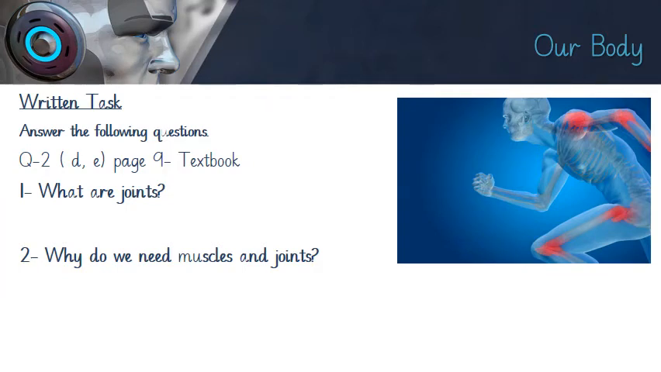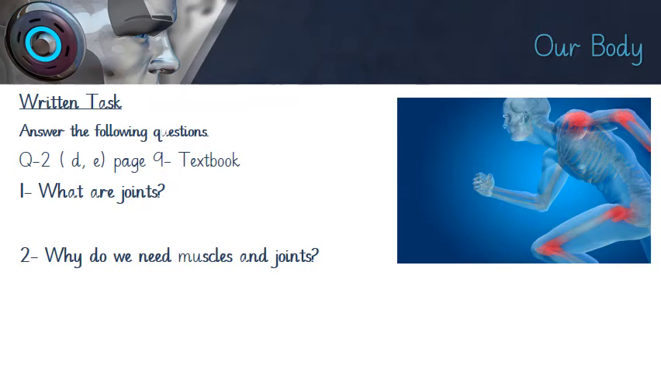Alright children, I hope the video was interesting and helped you to clarify the confusions. Coming towards the written task, you have to answer the following questions which have been taken from page number 9 of the textbook, question number 2, part D and E. First question is, what are joints? And the second question is, why do we need muscles and joints? We have discussed it. You have watched the answers for both of these questions within the video as well. Just try to recall. Yes, just think about it.